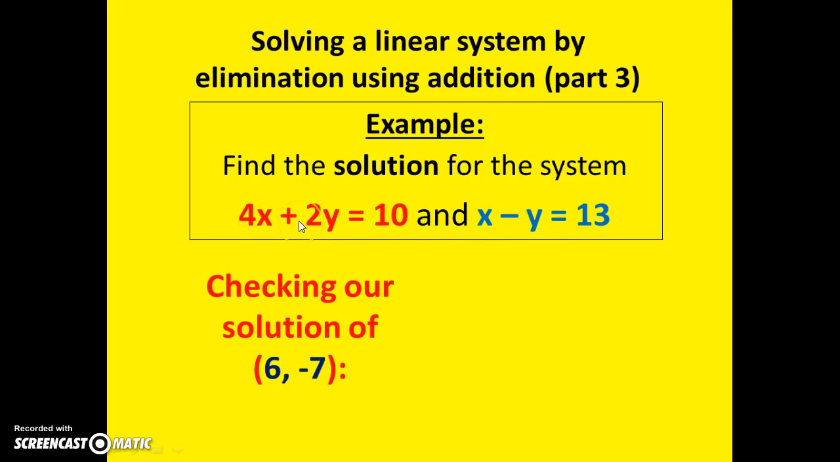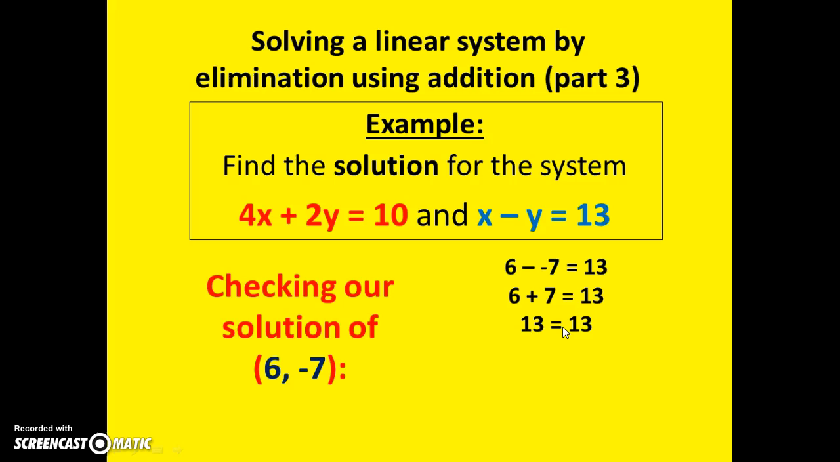Since we used the red equation to do our work, let's check using the blue equation. So 6, our x, minus negative 7, and minus negative becomes plus, right? We know that. So 6 plus 7 equals 13. 13 equals 13, so it checks.